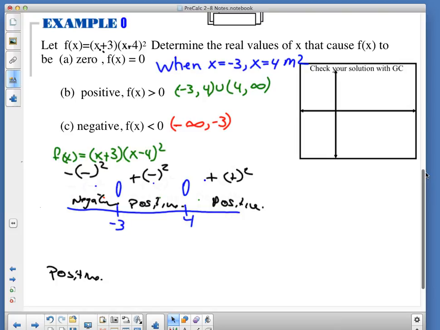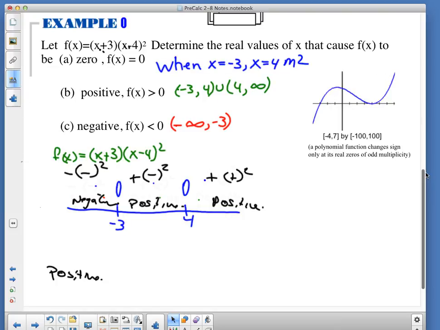Now, checking the graph, it should make sense that that's the case. So this is my -3. Here's my 4. From negative infinity to -3, it's a negative value. And from -3 to 4, it's a positive value. It's above the x-axis. And from 4 to infinity, it's still positive. It's still above the x-axis.